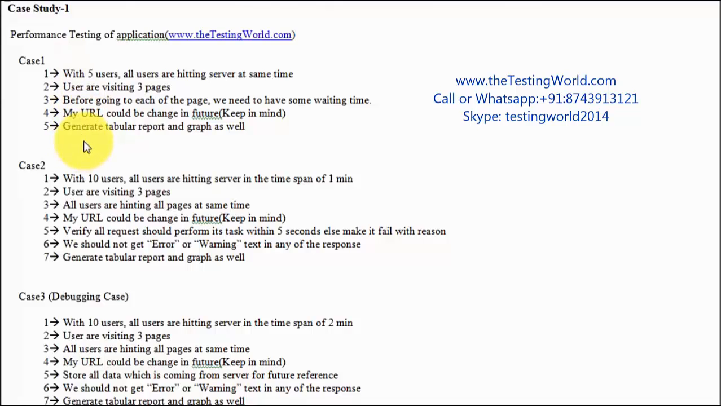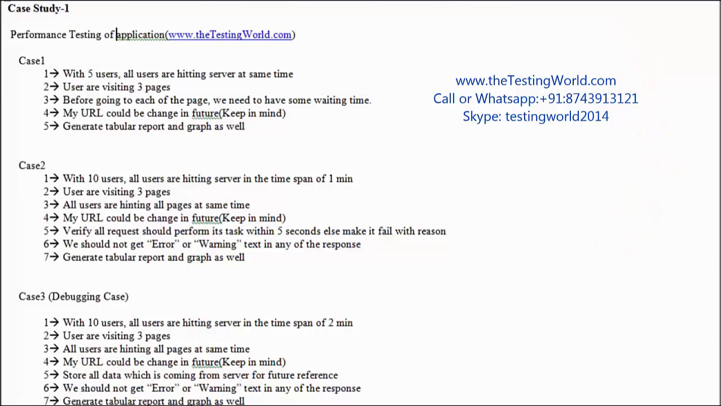So case 1 is that we need to execute our scenario with 5 users and all users are hitting the server at the same time. Users are visiting 3 different pages, and before going to each page, we need to have some waiting time. My URL could change in future, which we should keep in mind. And last, we need to generate a tabular report with the graph. So that is test case 1 we want to implement.